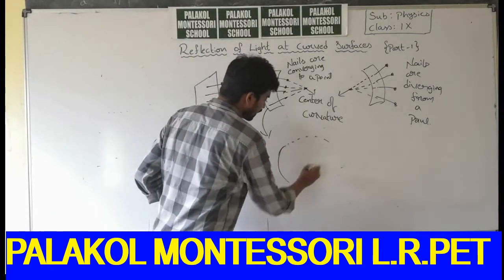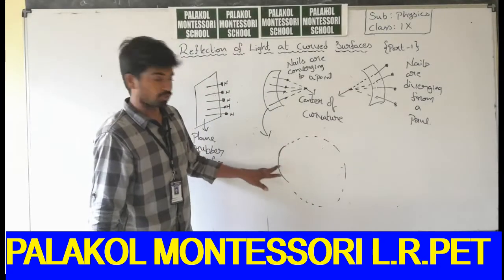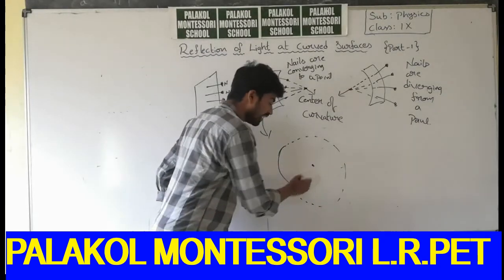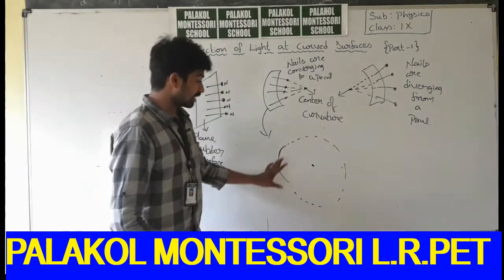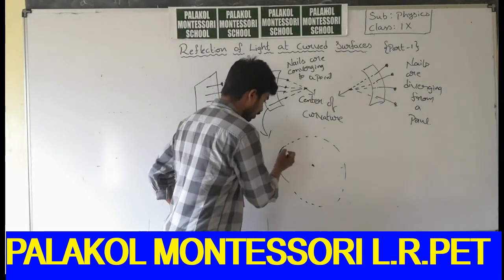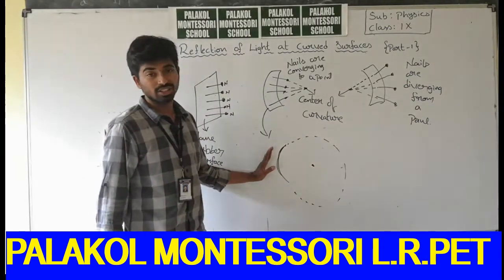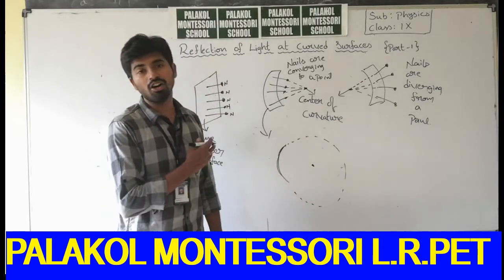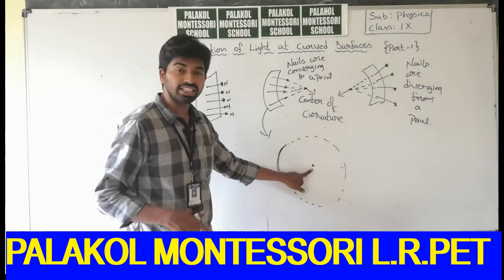So, for that sphere, if there is a sphere, this is a part of the sphere. For that sphere there is a center of curvature, right? There is a center for that sphere, and that center is called the center of curvature. Now, there is no sphere at all, only the curve is there; the remaining sphere is cut off. So, this center is called the center of curvature.